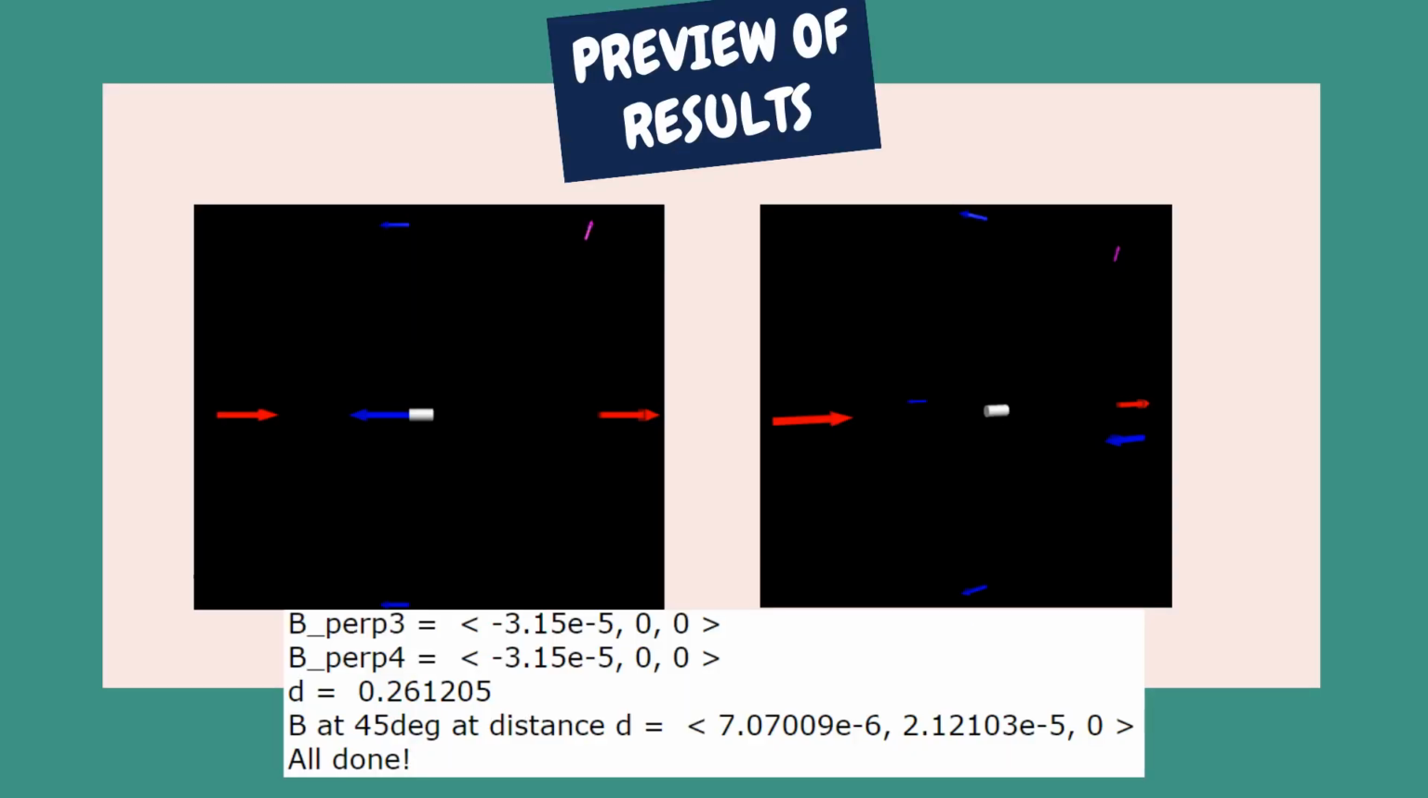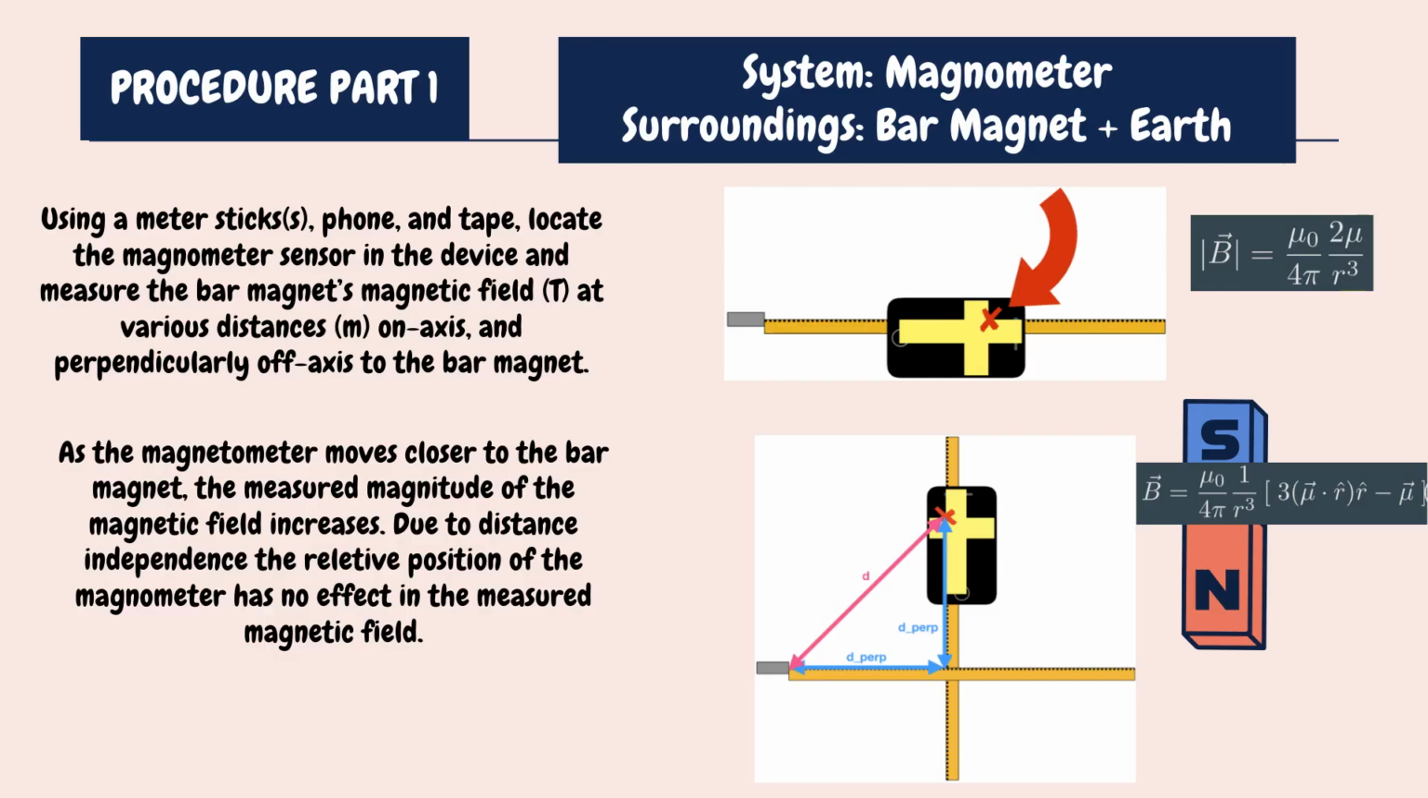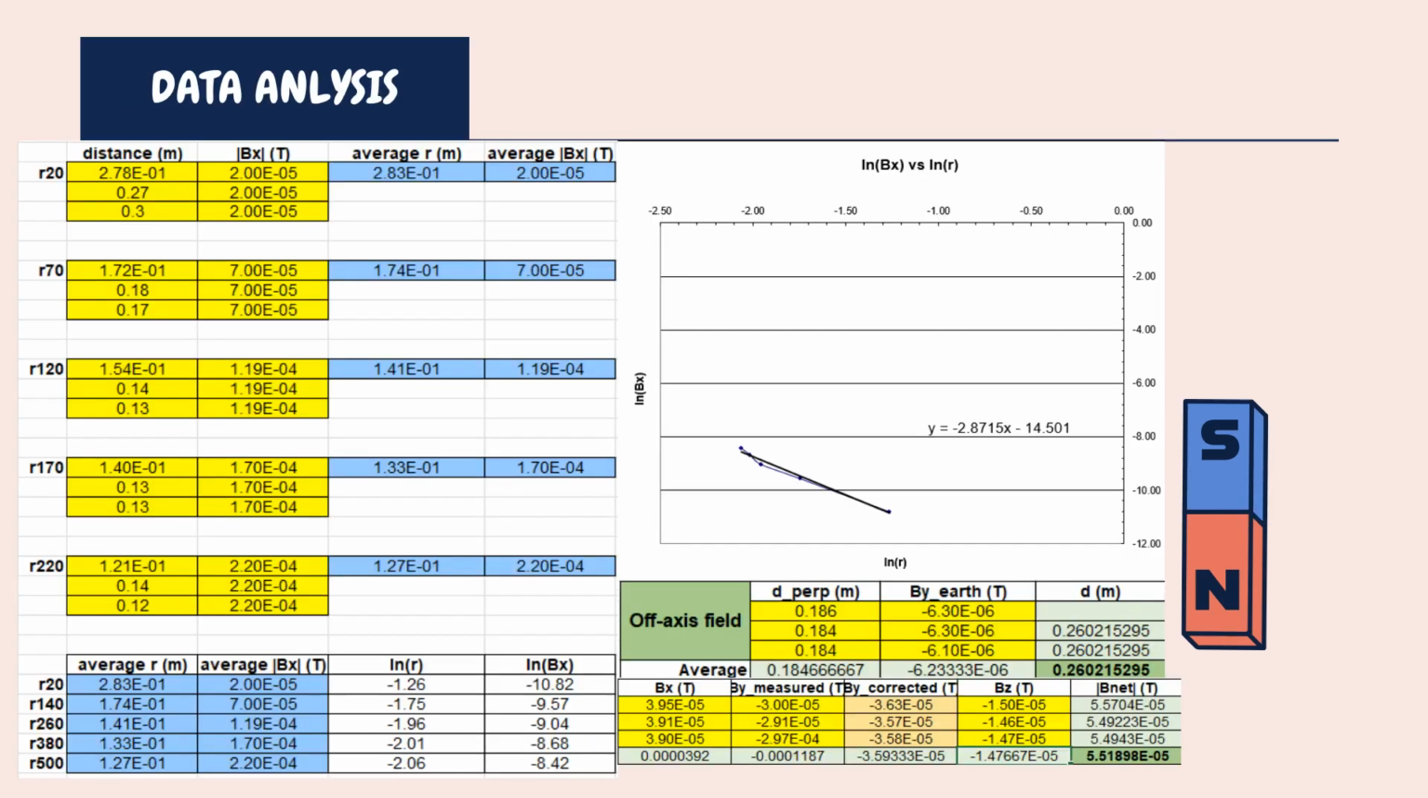Here is merely a preview of our results from our computationally generated simulation of the magnetic fields from the bar magnet acting on the magnetometer in this lab experiment. With the magnetometer as our system and the bar magnet and Earth as our surroundings, we will use a meter stick, phone, and tape to locate the magnetometer sensor on my device and measure the bar magnet's magnetic fields at various distances on axis and perpendicularly off axis of the bar magnet. As the magnetometer moves closer to the bar magnet, the measured magnitude of the magnetic field increases. Due to distance dependence, the relative position of the magnetometer has an effect on the measured magnetic field.